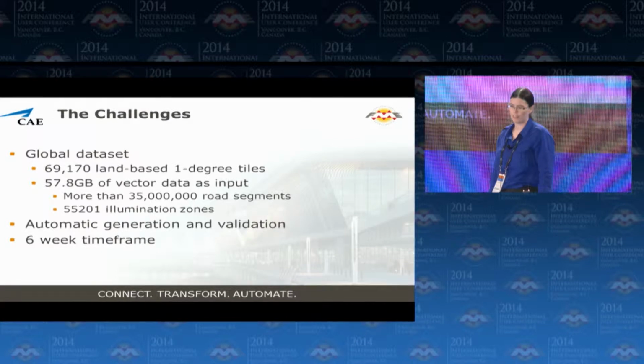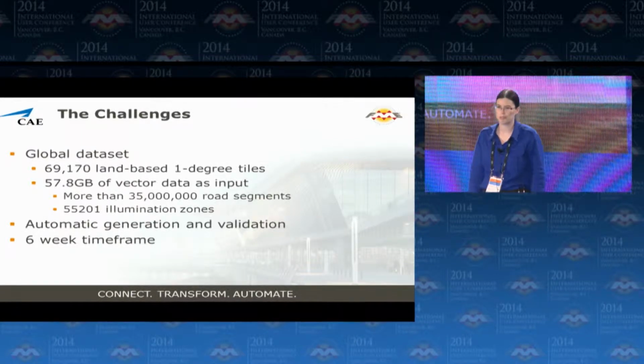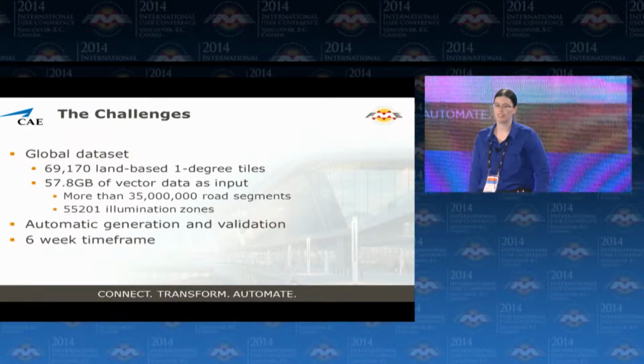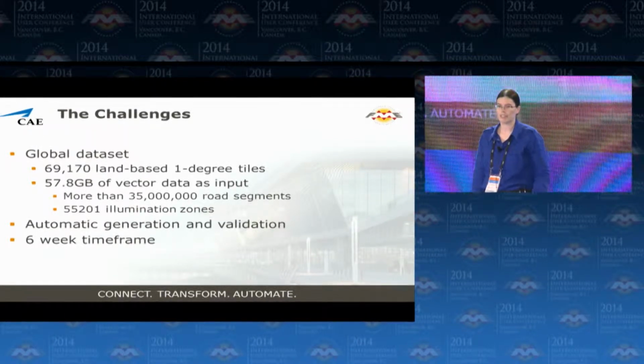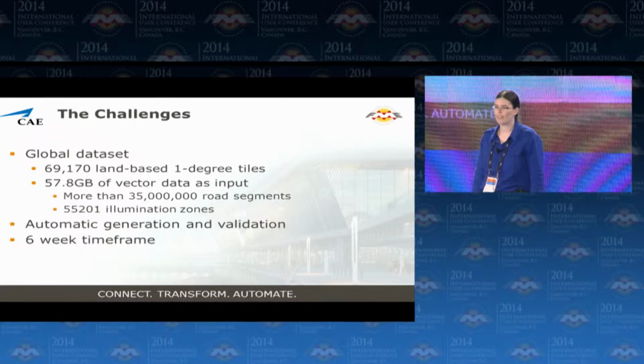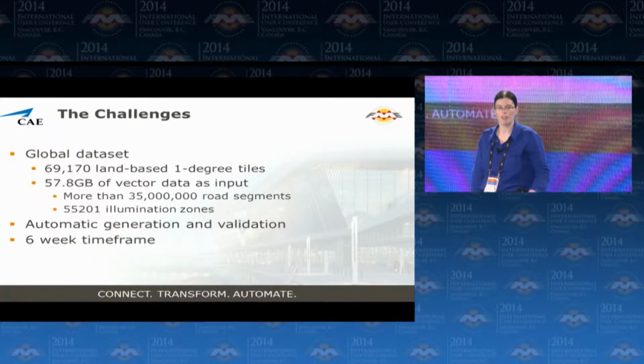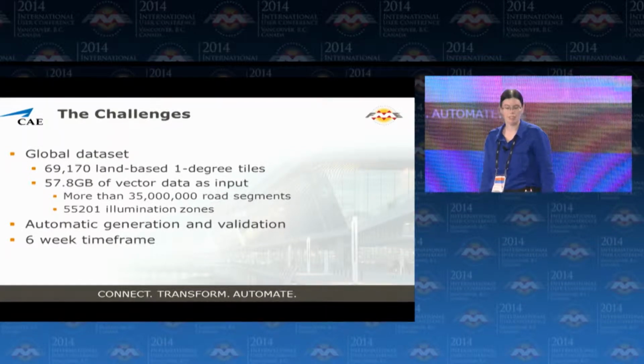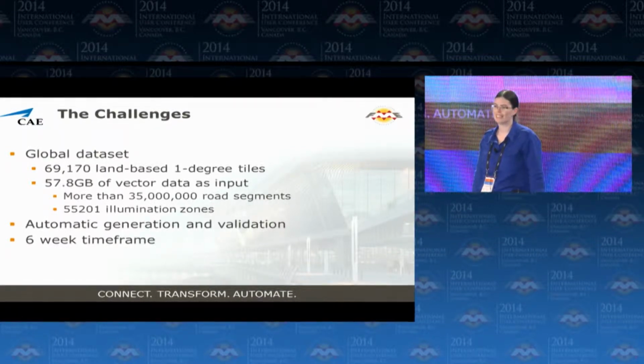The challenge for these night scenes is we need to produce them worldwide. That's nearly 70,000 one-degree tiles with almost 60 gigabytes of vector data as input, over 35 million road segments. We had to do this all automatically, with automatic validation, and we only had 6 weeks to do it all.